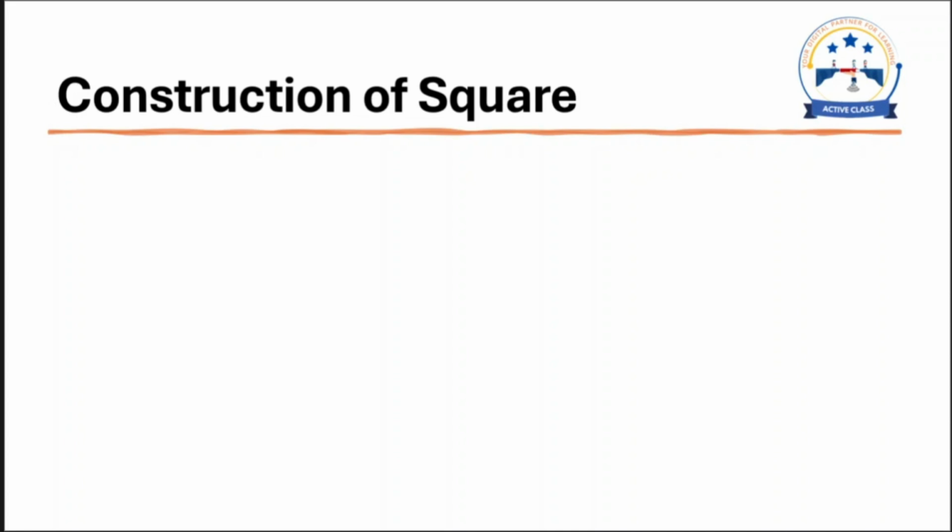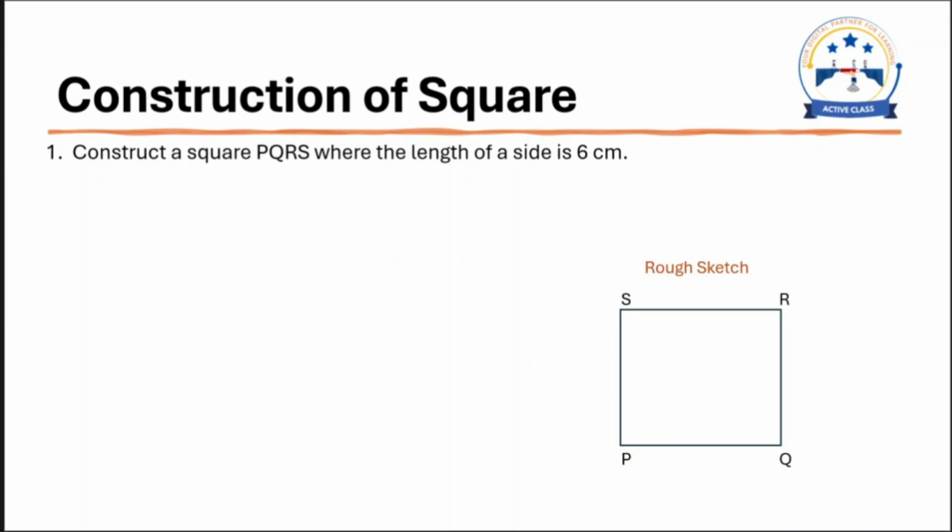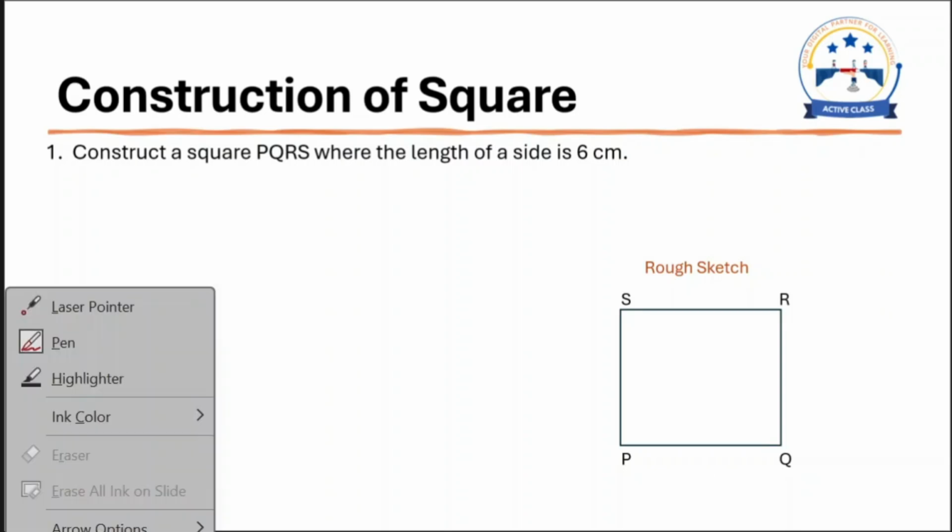Children, let's learn to construct a square. Since all the squares are rectangles, construction of a square is not much different than the construction of a rectangle. Here we learn to construct a square when length of a side is given. Suppose you are given a question to construct a square PQRS where the length of a side is 6 centimeter. Then following the same process, we have to make a rough sketch first. Here PQRS is a rough square and its length is 6 centimeter.